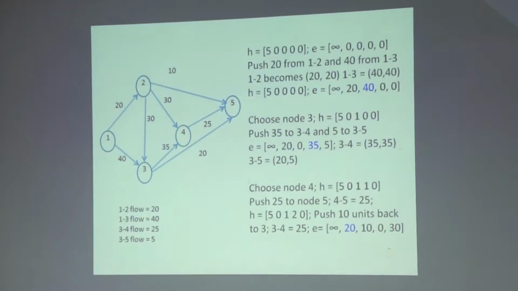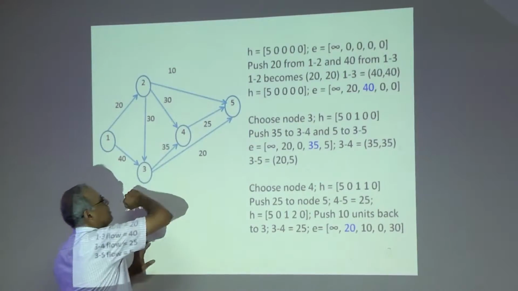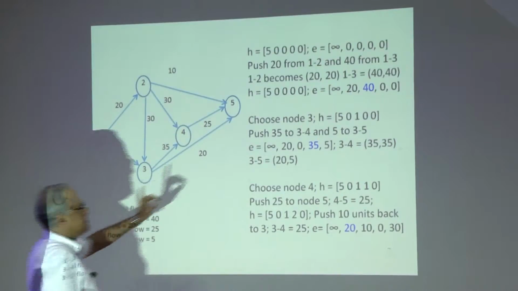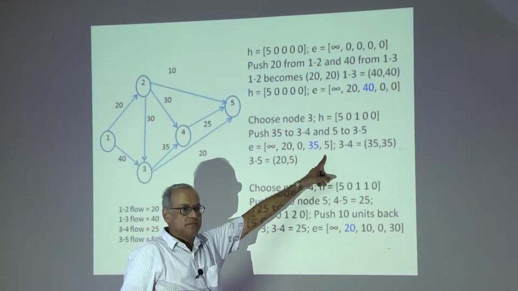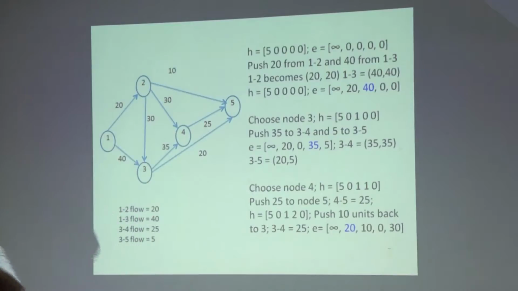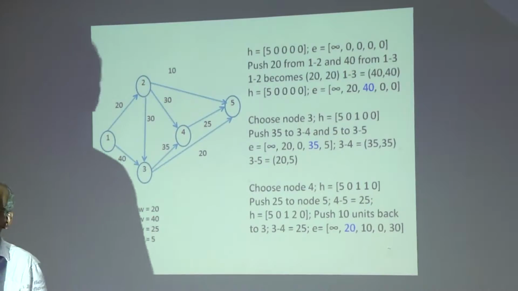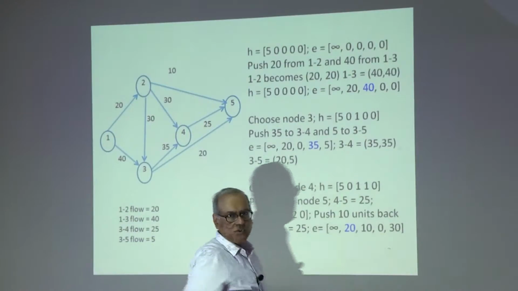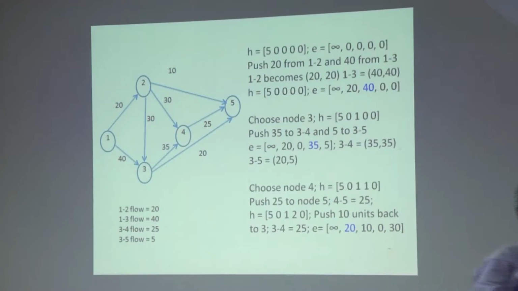Now the moment height of 3 becomes 1, it can flow from 3 to 4 and 3 to 5. It can flow in slightly different ways, but push a little intelligently. 3 to 4 is maximum. Push 35 from 3 to 4 and push the remaining 5 from 3 to 5. So now this 3 is happy. All this hot ball has been thrown. Now there are excess flows here. Now choose that one which has the maximum excess flow.